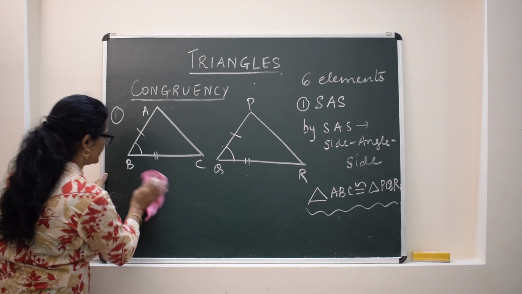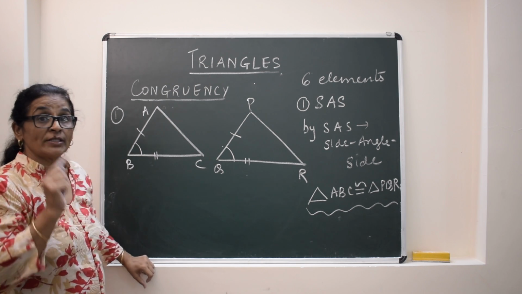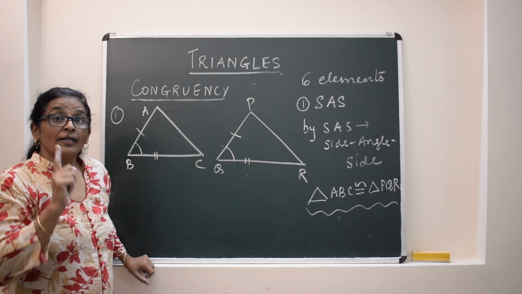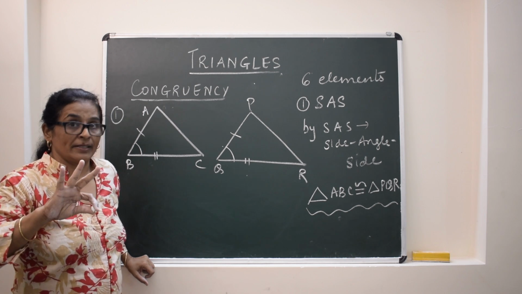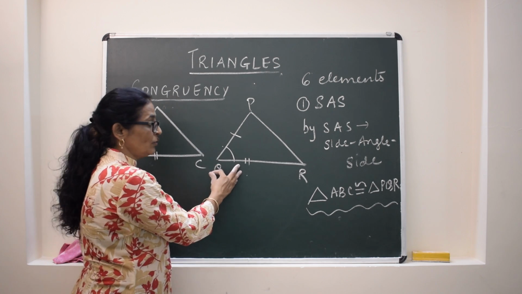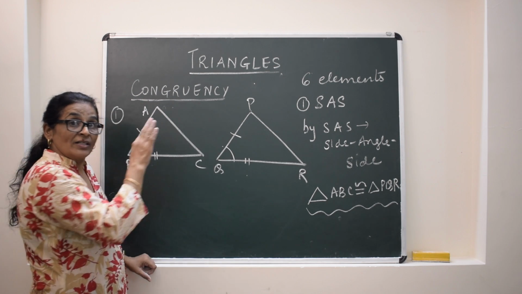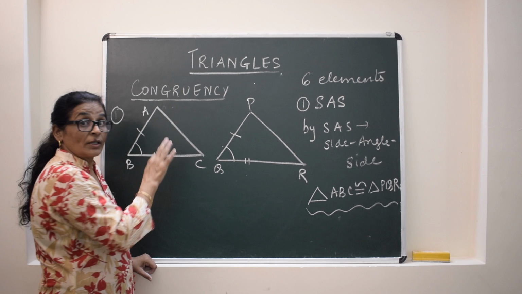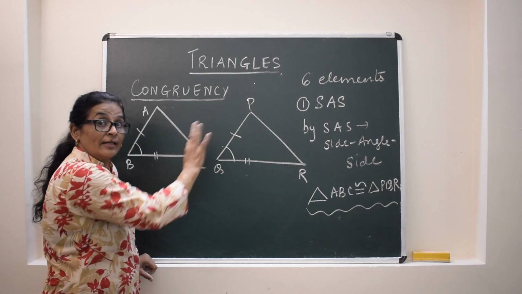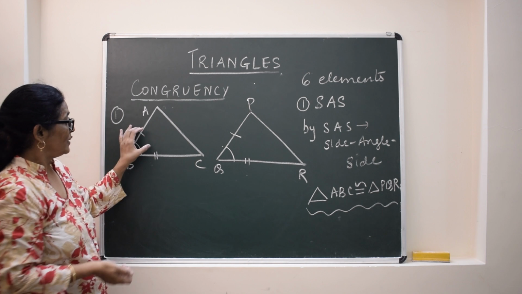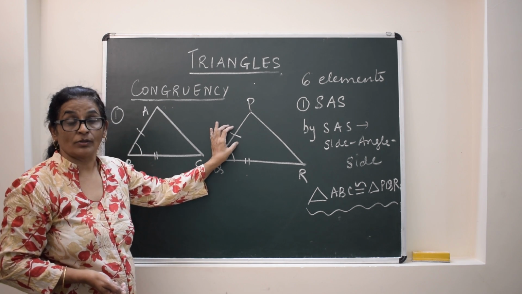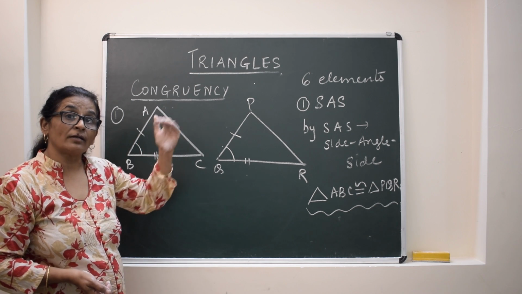What I said, the necessary and sufficient conditions. So what we have seen, the first condition, that minimum 3 elements of this one triangle should be equal to 3 elements of this triangle. But what are those 3 elements? It is not like that any 3 elements and any 3 elements. No. Whichever element you are taking here, the corresponding element you have to take for this triangle also. So that is called one-to-one correspondence.